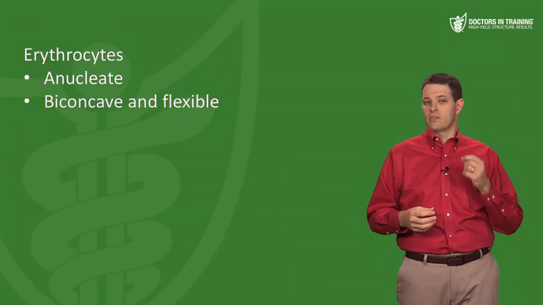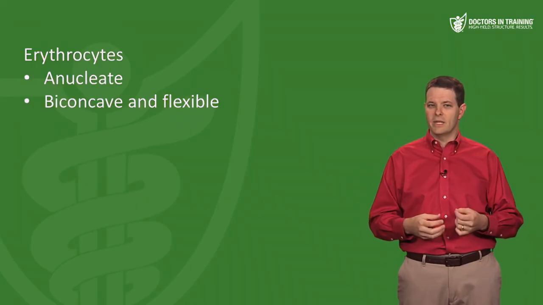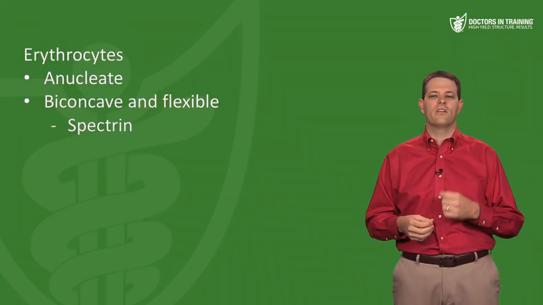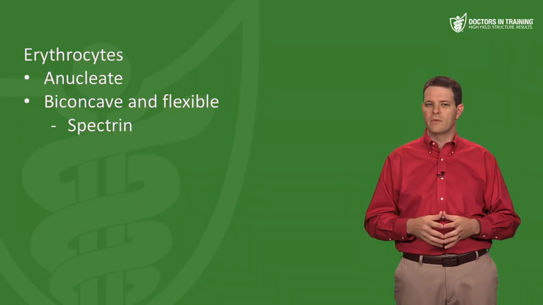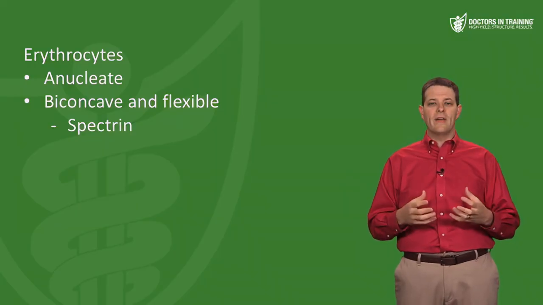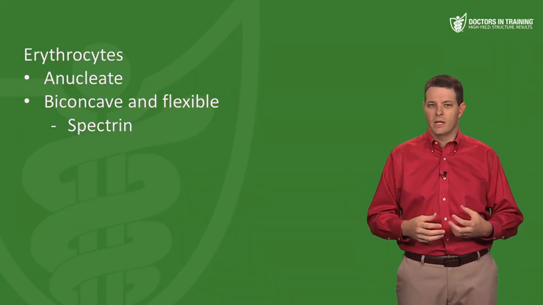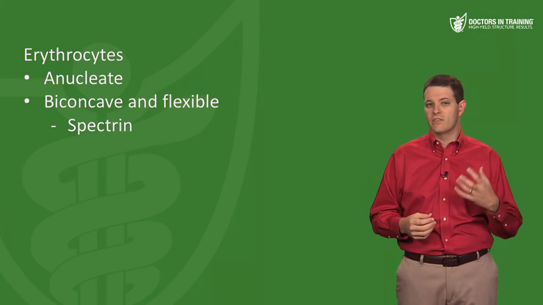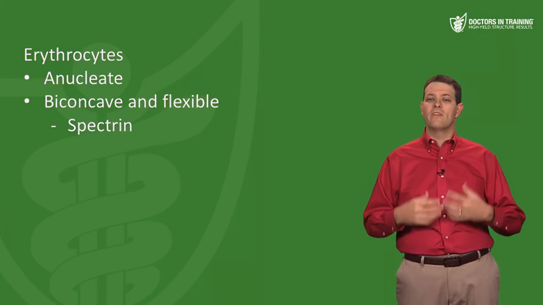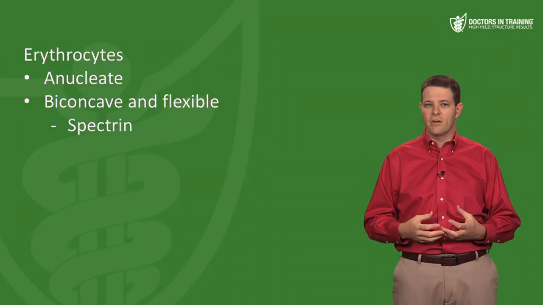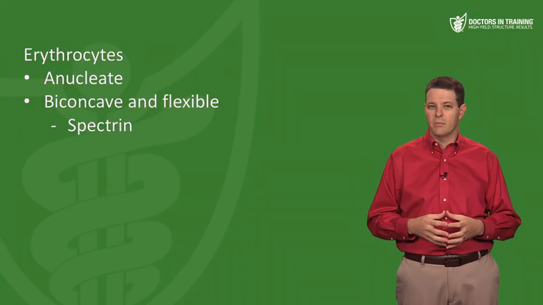And the main molecule that's responsible for the biconcavity and the flexibility is a cytoskeletal protein called spectrin. So make sure you're familiar with that name. So anytime you lose that classic biconcave shape, like with sickle cell disease or with hereditary spherocytosis, the blood becomes more viscous, which can lead to sludging in the capillaries because the red blood cells are taking the wrong shape.